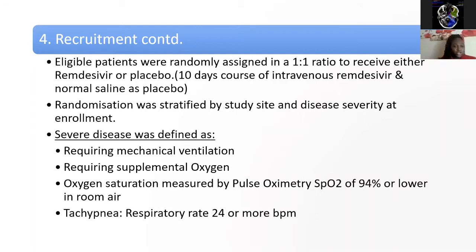The study site was the location, or the country, where the trial was going on, and the disease severity at enrollment. Another good thing, when you're looking at a paper and the inclusion criteria, is that they need to state specifically what they mean. If they just say disease severity, it has various explanations. Someone else can say it's severe because the patient is in ICU or requires oxygen. So they've actually defined it. Severe disease was defined as requiring mechanical ventilation, requiring supplemental oxygen with saturation of 94 or lower, or tachypnea with a respiratory rate greater than or equal to 24 cycles per minute.